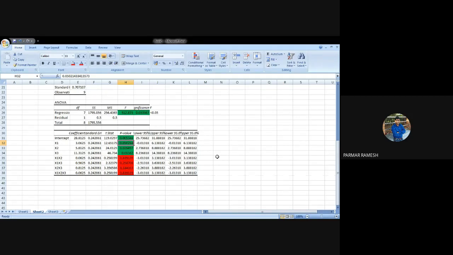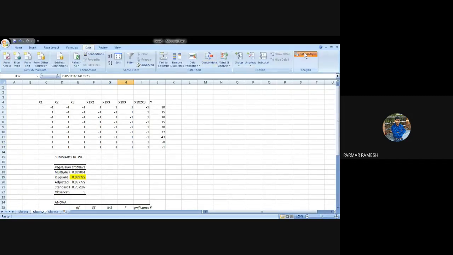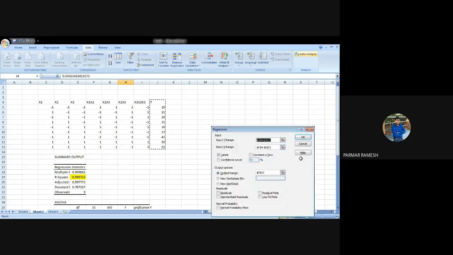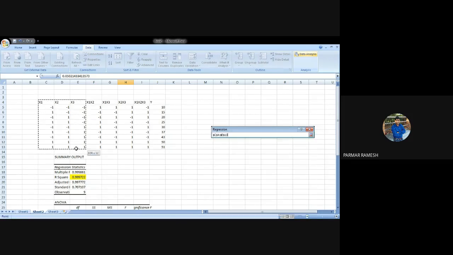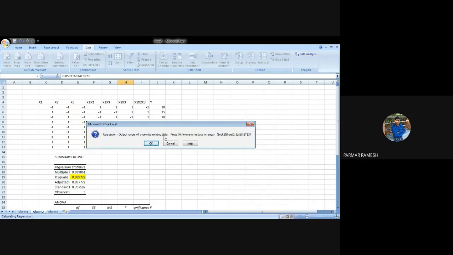So we need to go for regression again, omitting all these terms which are insignificant, which are having less relationship. So again we can go for data analysis, regression, and we are omitting the x which are insignificant. So only x1, x2 and x3 are having significant effect. That I am including, rest I am omitting.